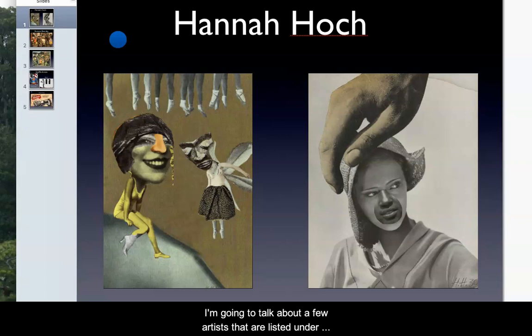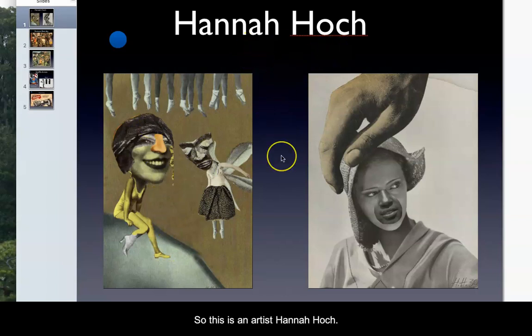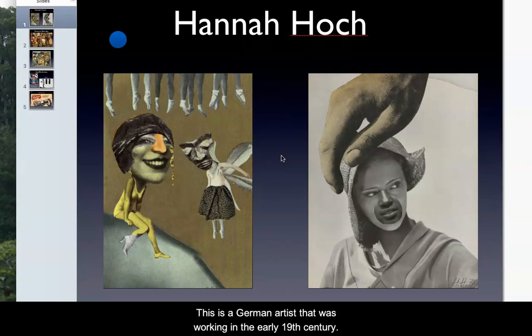I'm going to talk about a few artists that are listed under the artist references. I'm going to talk about them looking at some of the principles of design that we've been looking at so far in your reading. So this is an artist, Hannah Höch, a German artist that was working in the early 19th century.